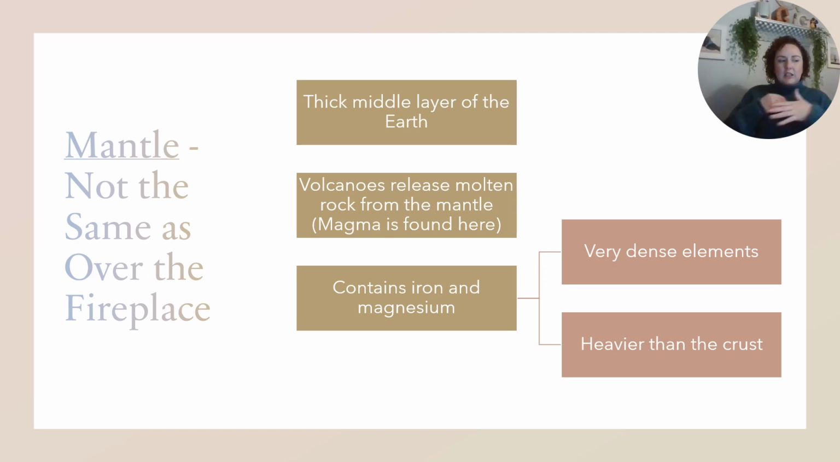It contains a lot more iron and magnesium. Granted, you still have silicon and oxygen mixed in there. You're going to see a little bit of silicon and oxygen mixed in until we get to the inner core. But these are very dense elements, meaning that they're very heavy. They're heavier than what the crust is, and that's why we can have the crust floating on top of it. If you were to think like oil and water, you have the oil, which is the crust, and the water, which is the mantle underneath it.